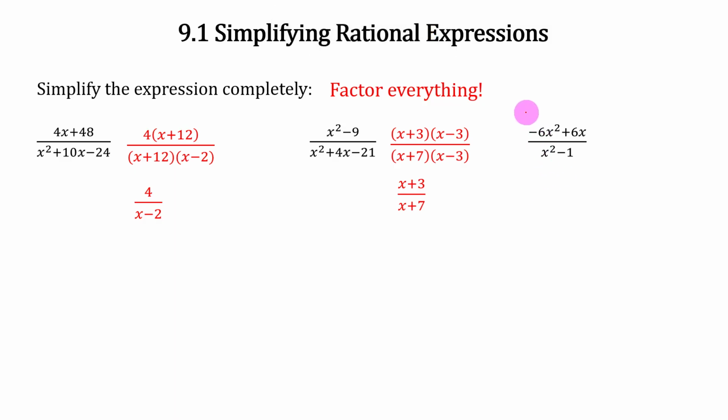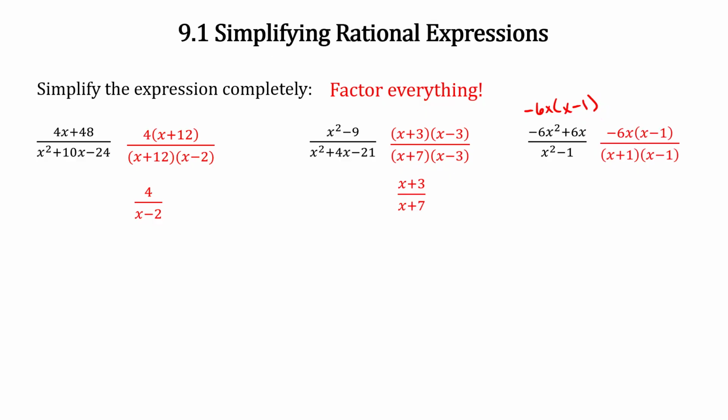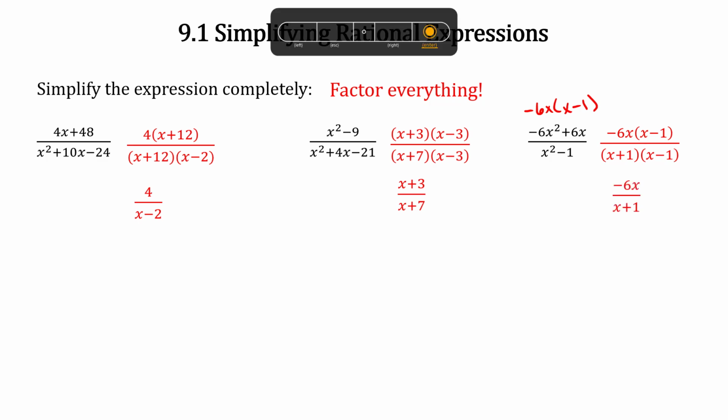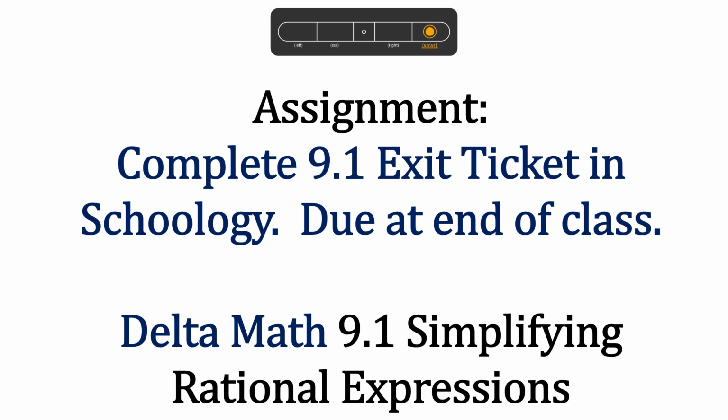Here's that weird one. I'm going to factor out negative 6x and be left with x minus 1 on the top. And the bottom's going to be x plus 1 and x minus 1. X minus 1s cancel out. Negative 6x over x plus 1. Okay, that's it. Good luck.